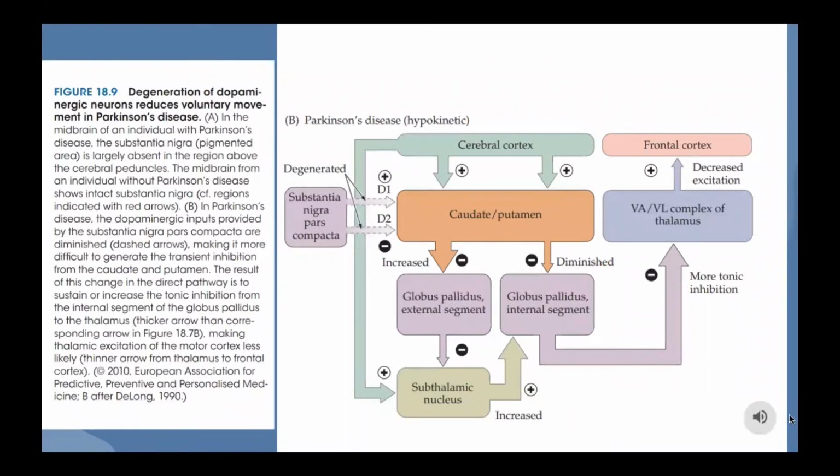This is an image of the input and output of the basal ganglia of someone with a hypokinetic movement disorder. It is important to look at the substantia nigra pars compacta. You can see the arrows are fading to show the decrease in dopaminergic input. This increases inhibition from the pallidus to the thalamus, which makes it less likely for the thalamus to excite the motor cortex.